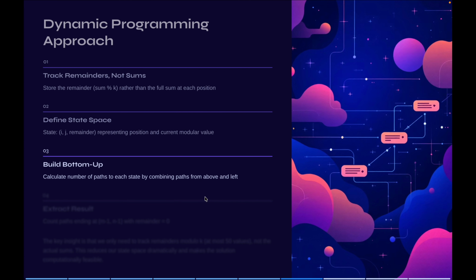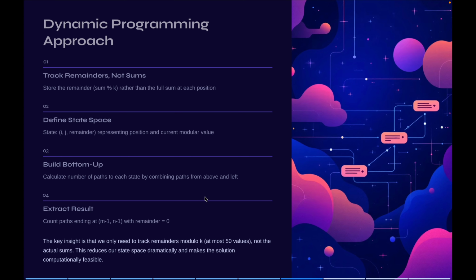It represents the position and the current modular value. Then you will do the bottom up, so it will compute the number of paths to each state by combining the paths from above and the left. Then you will get the final result. The key insight is that we only need to track the remainder modulo k, at most 50 values, and not the actual sum. So this reduces our state space dramatically and makes the solution practical.